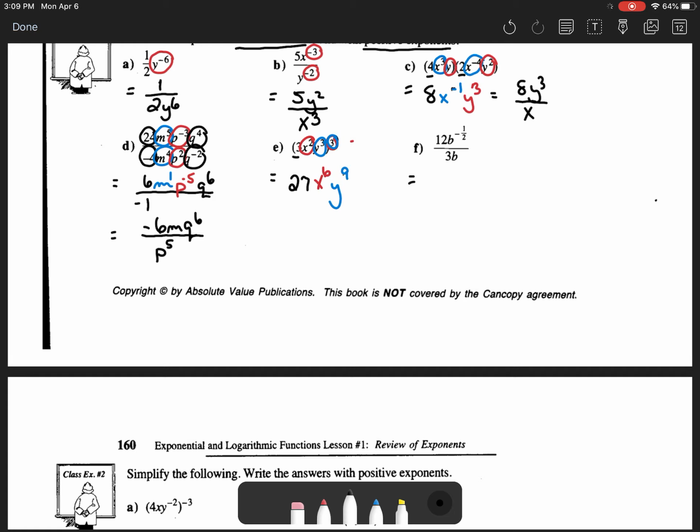All right, last one on this page. Again, very similar to D in the sense that I have a numerator and denominator. I'll deal with the numbers first. So 12 divided by 3, well, they're both divisible by 3, so that would leave me with 4 over 1. And now I have to deal with the variables, which are the b's. So it's b to the exponent of negative 1/2 divided by b.